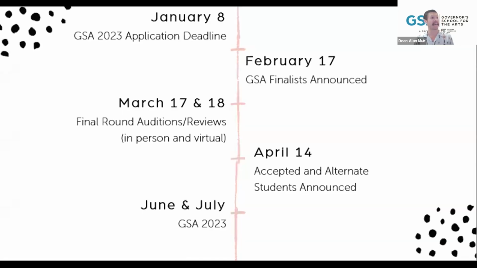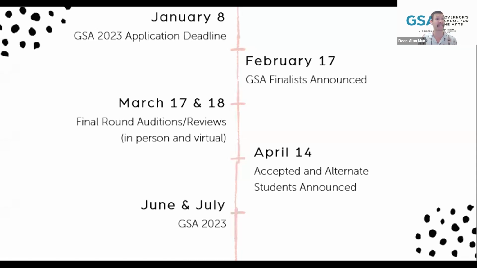And speaking of the deadline, the 2023 GSA application is due by end of day, January 8th. Please note that this is on a Sunday, and our office here at GSA is not open on the weekend. So if you have any questions or any last minute needs, make sure you reach out to us before that Friday, January 6th, as we will not be checking our email or anything on that weekend that it's due. The earlier you can get in your application, the better, but you do have until January 8th.